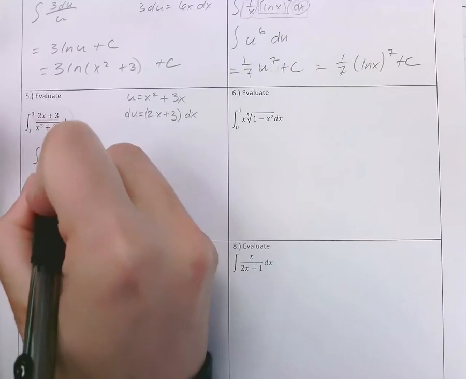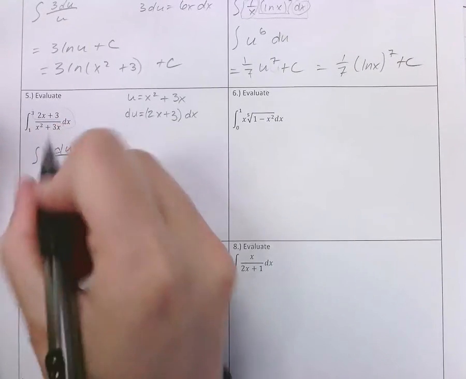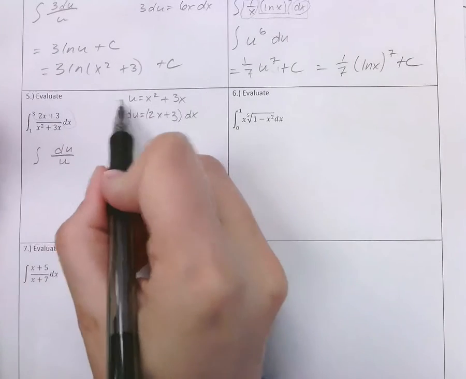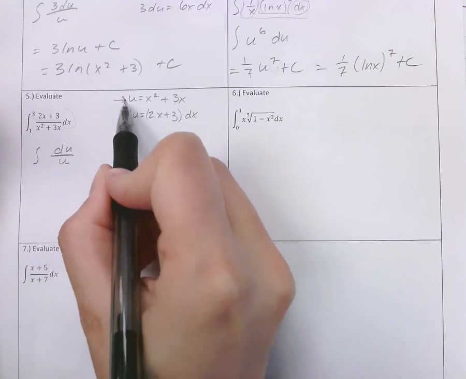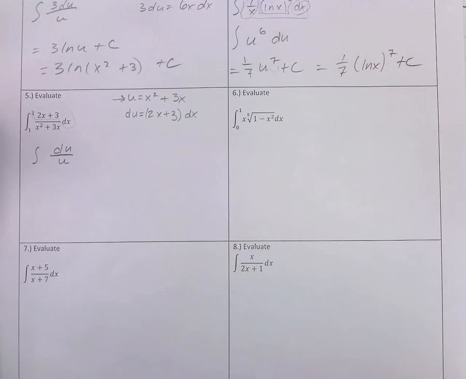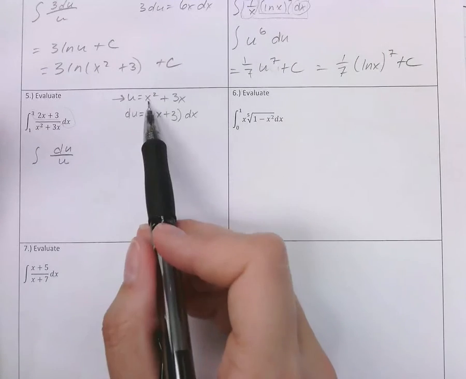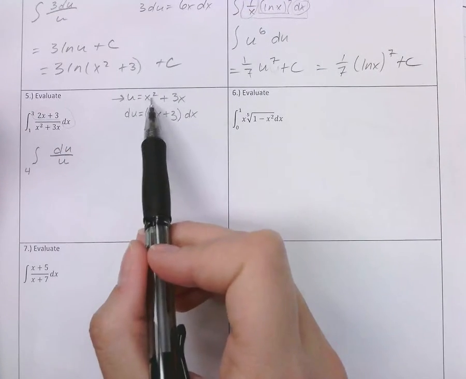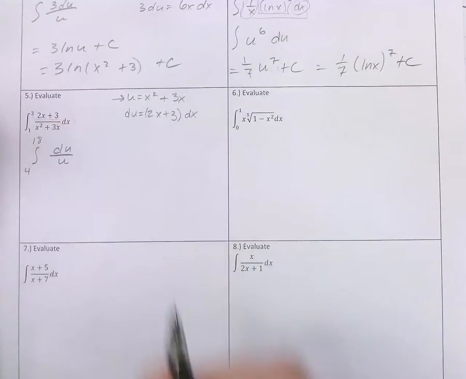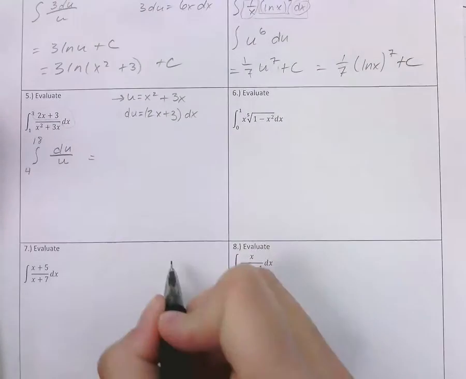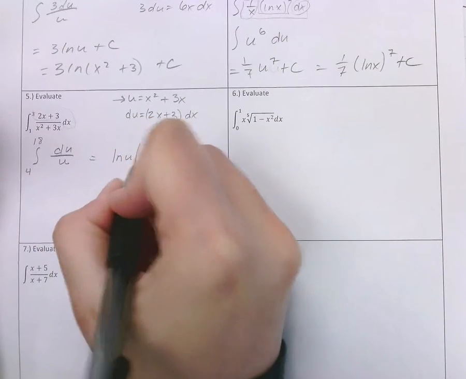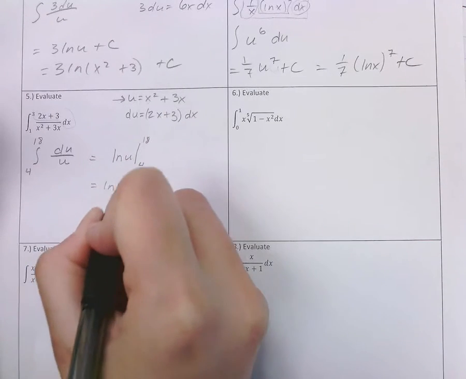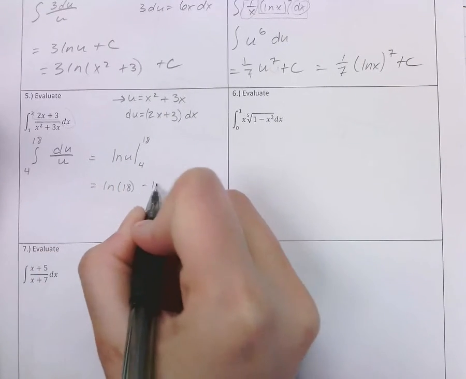So that's going to change that to du, and it's going to change the bottom to just a plain old u. And then you plug your 1 and your 3 into the u equals. So you're trying to figure out what u would be if x was 1 and we get 4. And then what u would be if x was 3 and you get 18. Then you integrate and you get the natural log of u. And then you plug in 18, plug in 4.